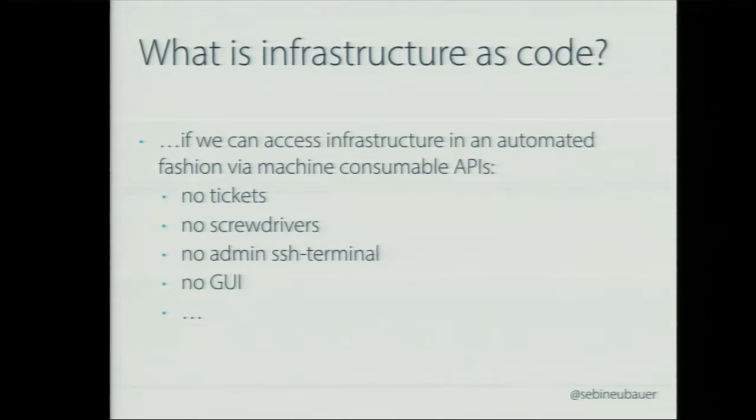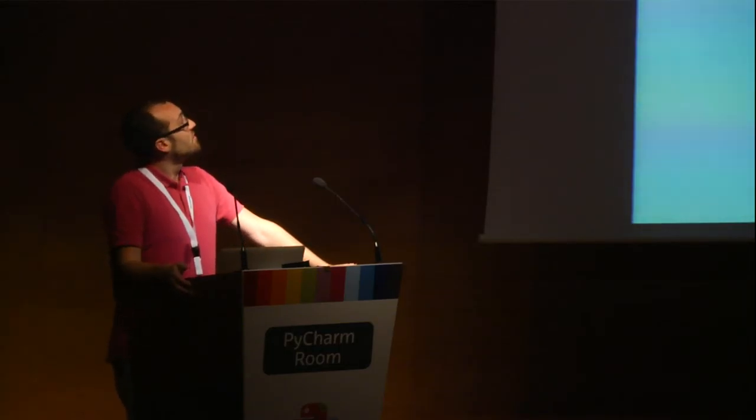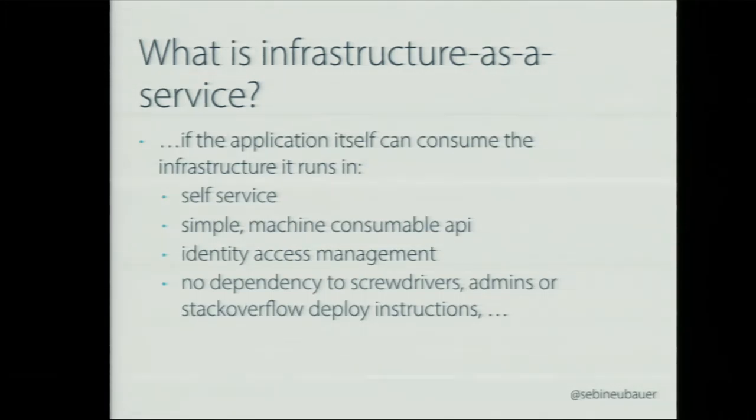Yeah, and of course no GUI. So we need machine consumable APIs. Now, in addition to infrastructure as code, what is infrastructure as a service? This just means that the application itself can consume the infrastructure it runs in. So infrastructure as code could also be done, let's say, from the outside. So someone provisions the infrastructure, but everything is written in code and not with screwdrivers and tickets.